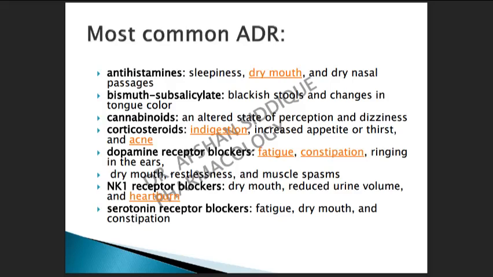Cannabinoids. What are cannabinoids? You must have read in pharmacognosy. Cannabis sativa. Haven't read that? These are the medications which can alter the state of perception and induce hallucination and dizziness.